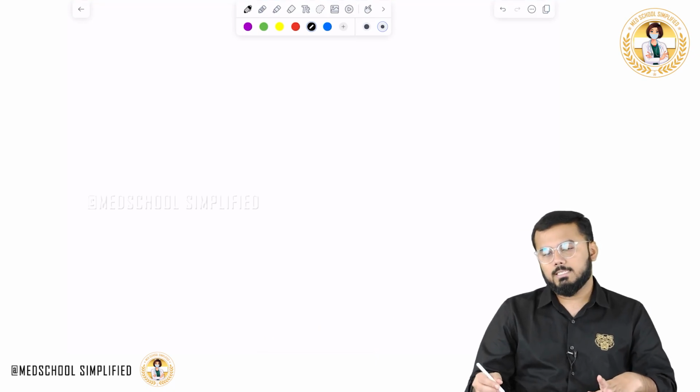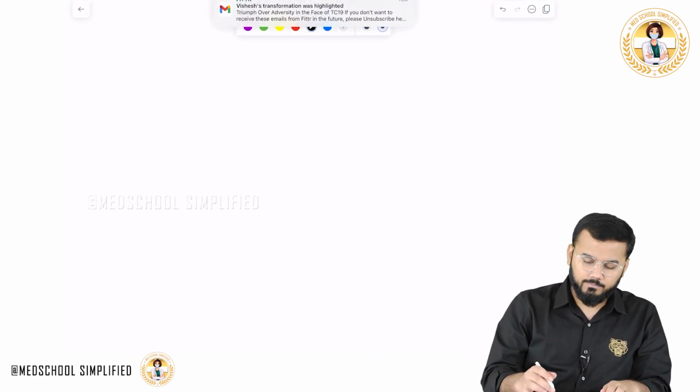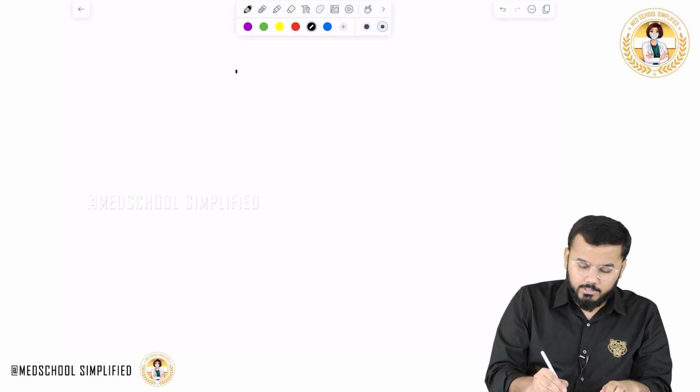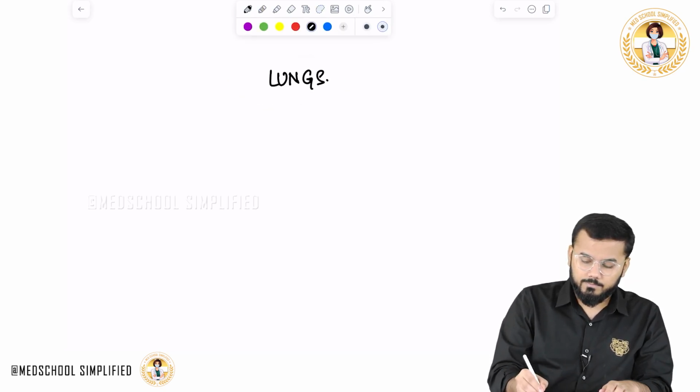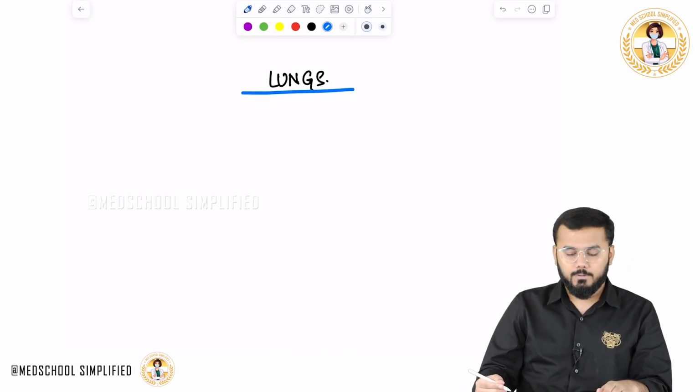Hello guys, now we shall discuss the anatomy of the lungs. Okay, so our topic of discussion would be regarding the anatomy of the lungs. Now in this, what are the important things we can discuss?